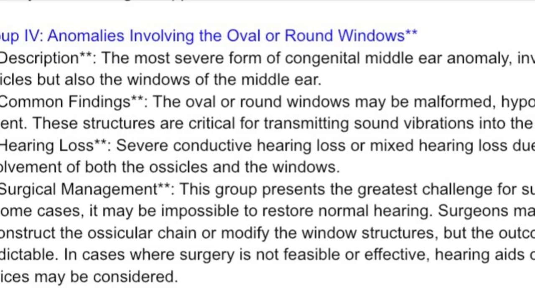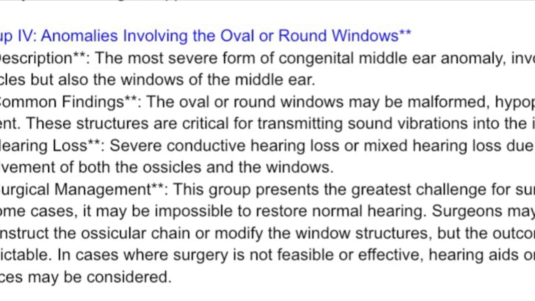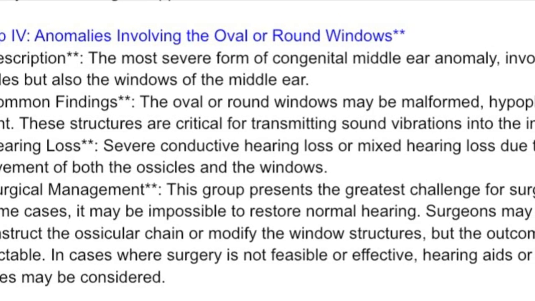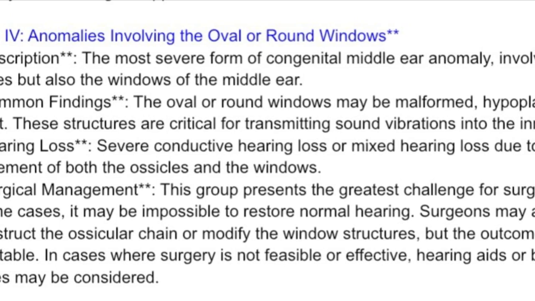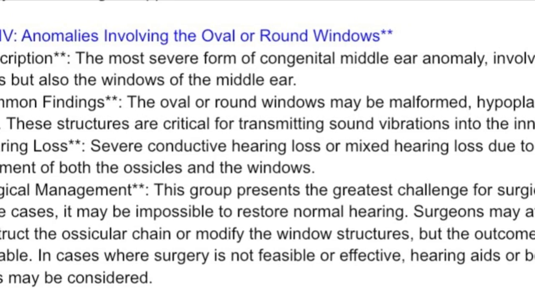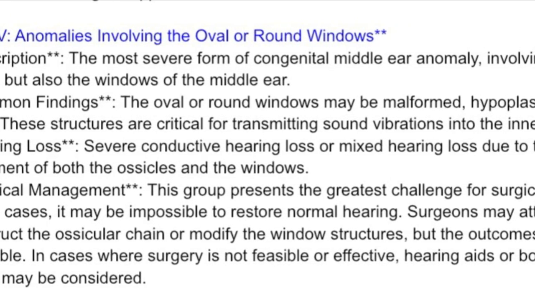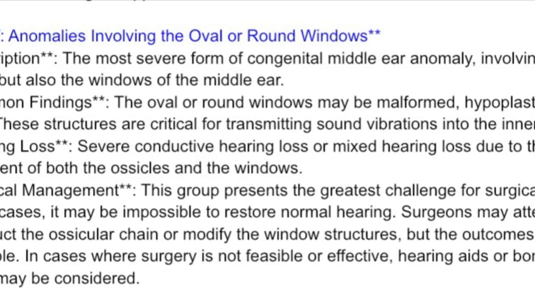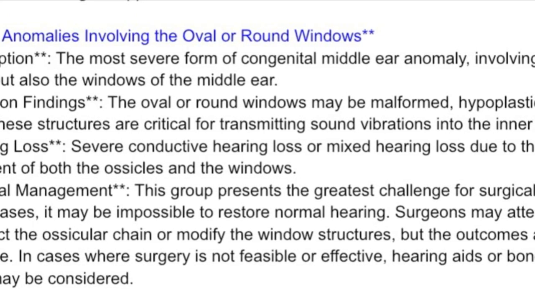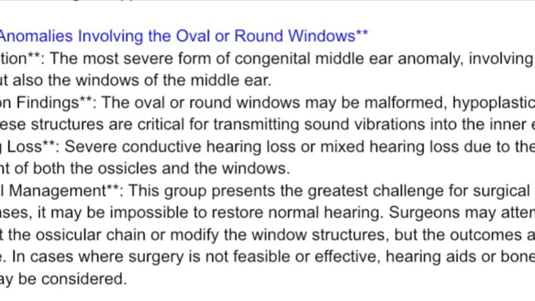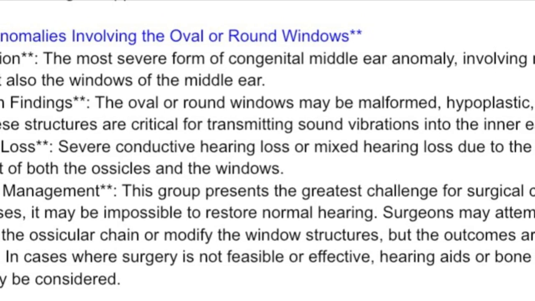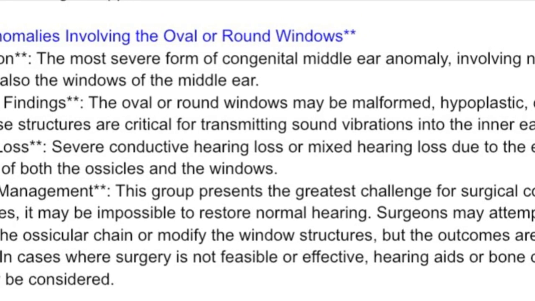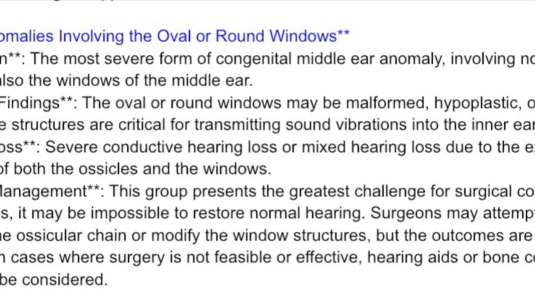Group 4, anomalies involving the oval or round windows. The most severe category involves not just the ossicles, but the oval or round windows. Take a newborn with profound hearing loss. Imaging shows absence of the oval window. Surgical correction is challenging, and in cases like this, bone conduction hearing devices might be necessary.